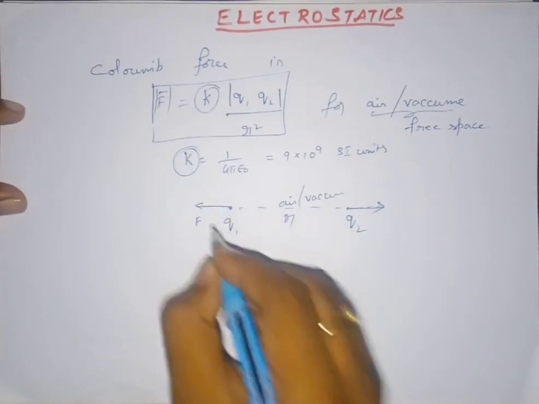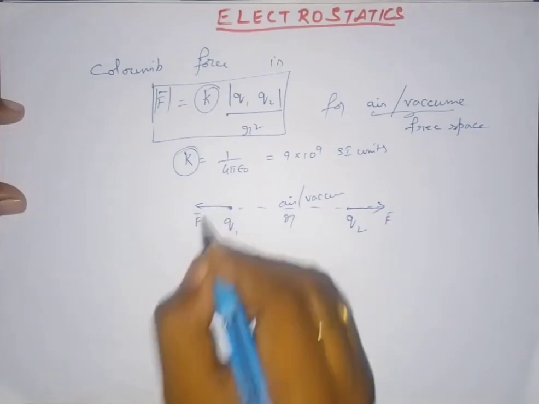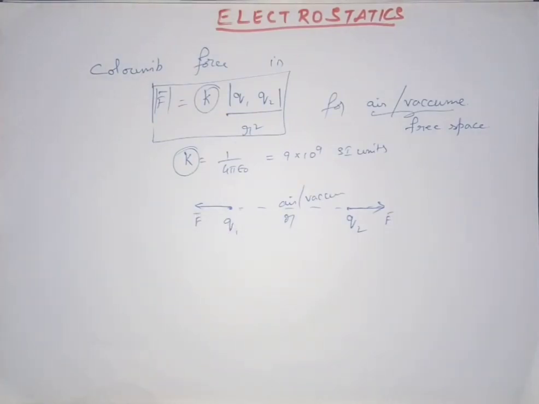If it is like charges, it is going to be repulsive, and if it is unlike charges, it's going to be attractive, but both the forces are always along the line joining the two charges. So the direction and magnitude are learned and applied separately. The magnitude is K mod Q1 Q2 by R square. The value of proportionality constant is 1 by 4 pi epsilon naught, which is equal to 9 into 10 to the power of 9 in SI units.